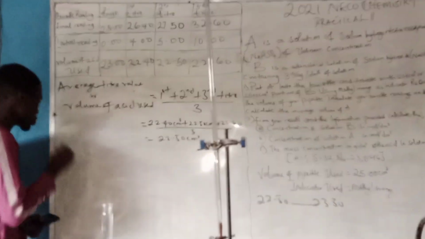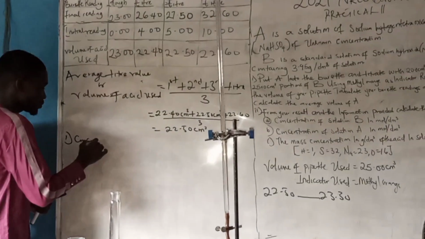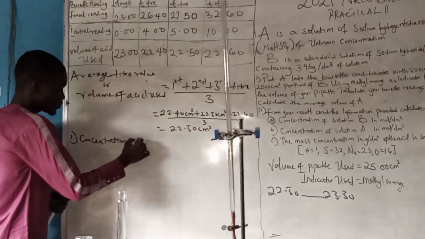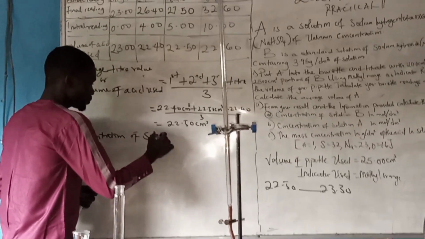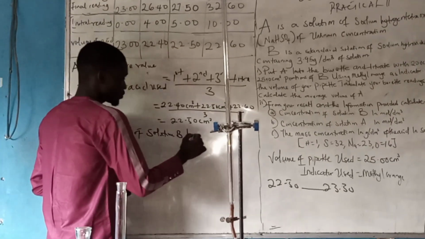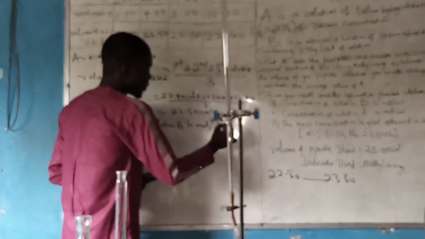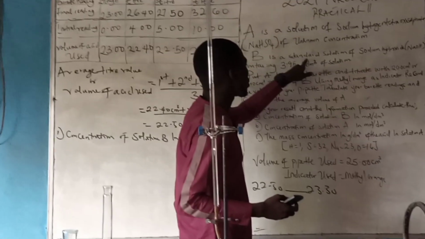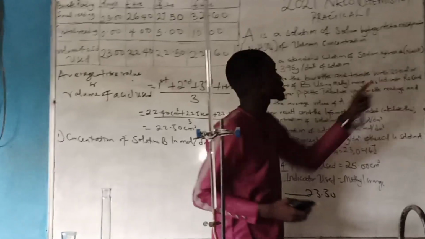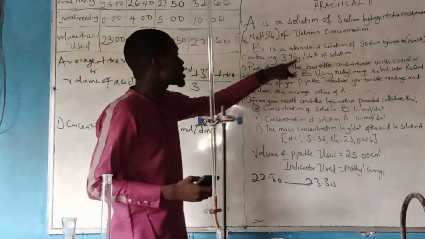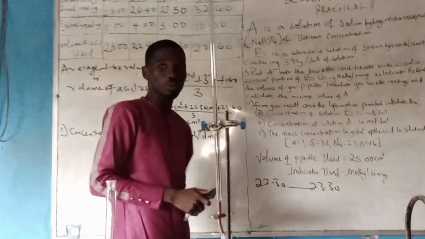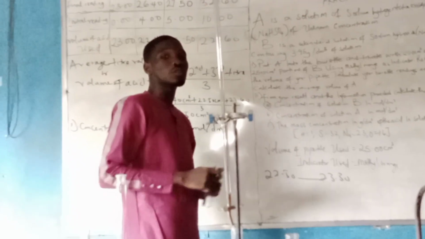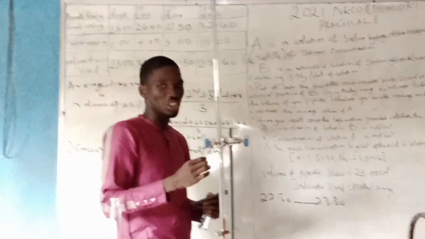They asked for the concentration of solution B in mole per dm cube. So class, what is our solution B? B is a standard solution of sodium hydroxide containing 3.95 gram per dm cube. Note, anywhere you come across any value in gram per dm cube, it stands as the mass concentration.